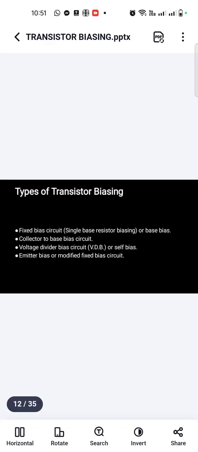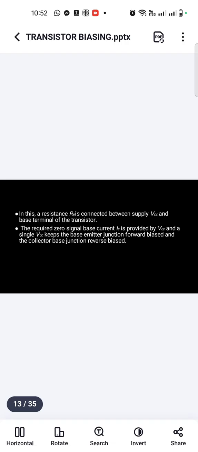Types of transistor biasing. There are many types of transistor biasing. What are the types? The first one is fixed bias, next collector to base bias, third voltage divider bias, and the last one is emitter bias. What is the other name of fixed bias? That is the single base resistance method or base bias. First we see fixed bias, also called single base resistor bias or base bias.